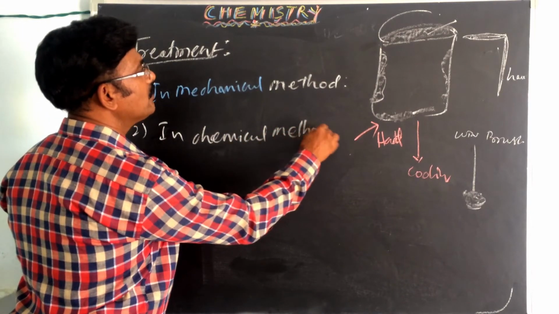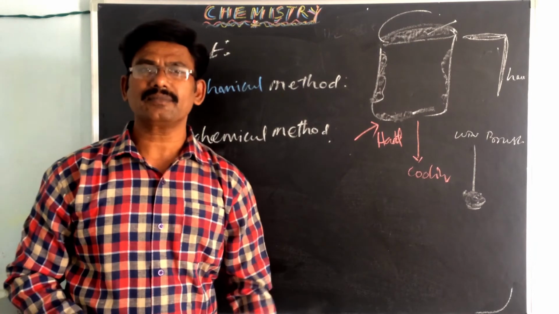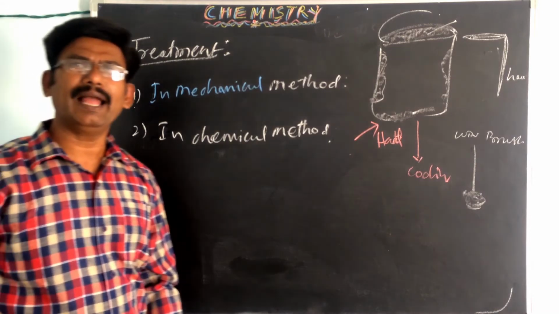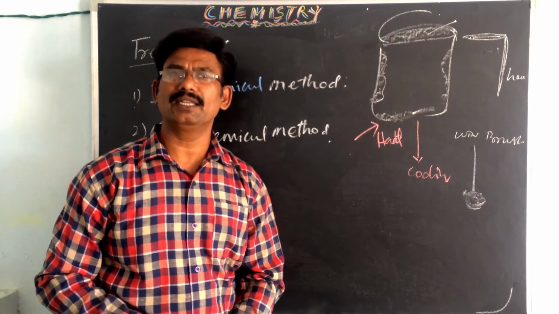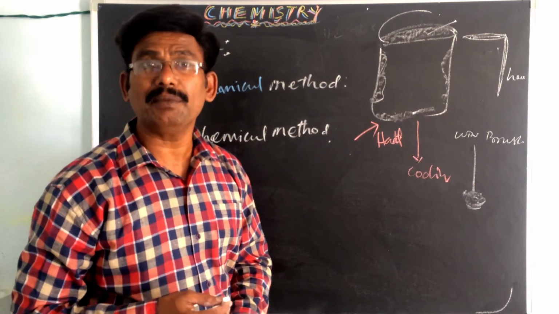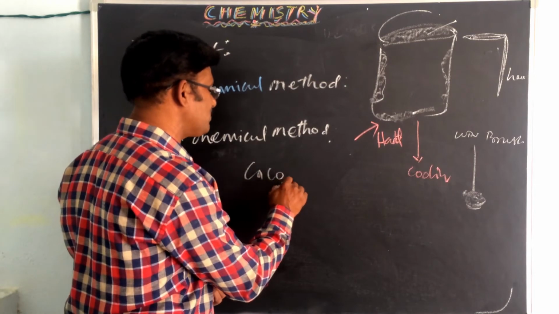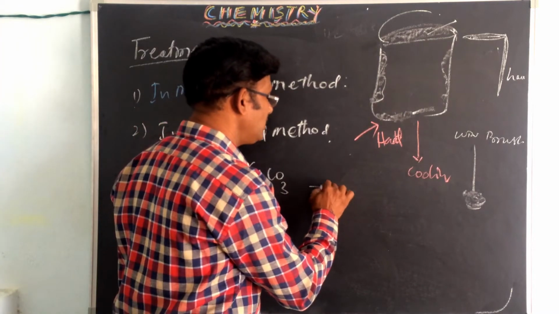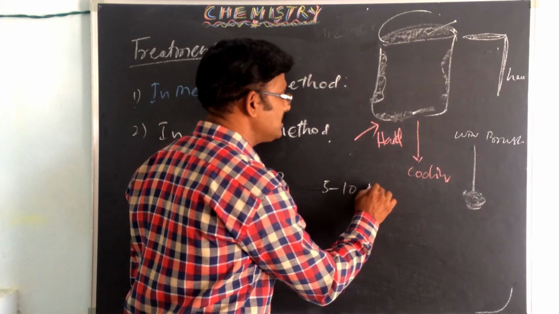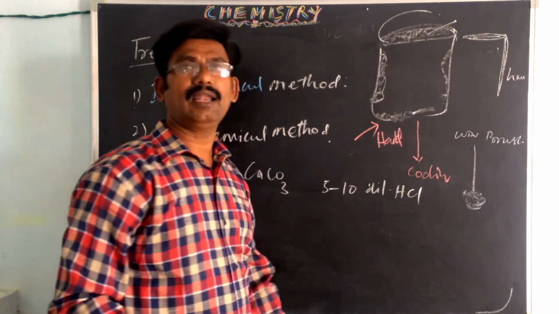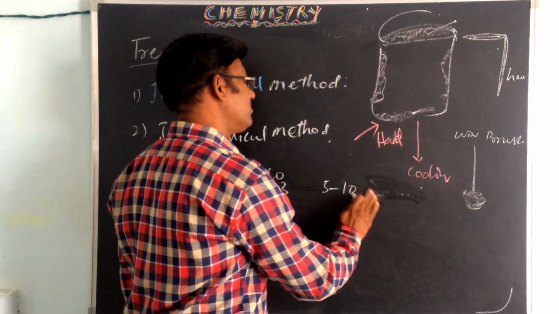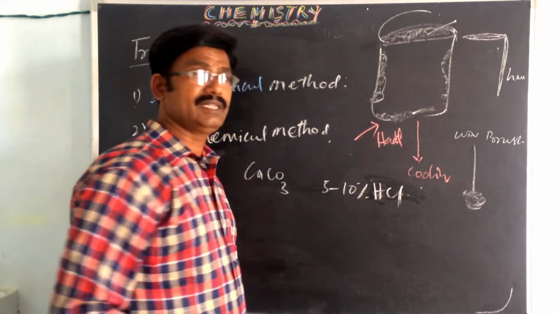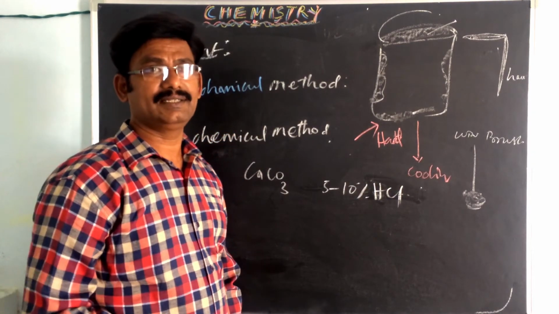In the chemical method, if scales are hard, they can be removed by dissolving in chemicals. So what chemicals do we use? If calcium carbonate scales are present, they are dissolved in 5 to 10% dilute HCl. Or we can use concentrated HCl, no problem.